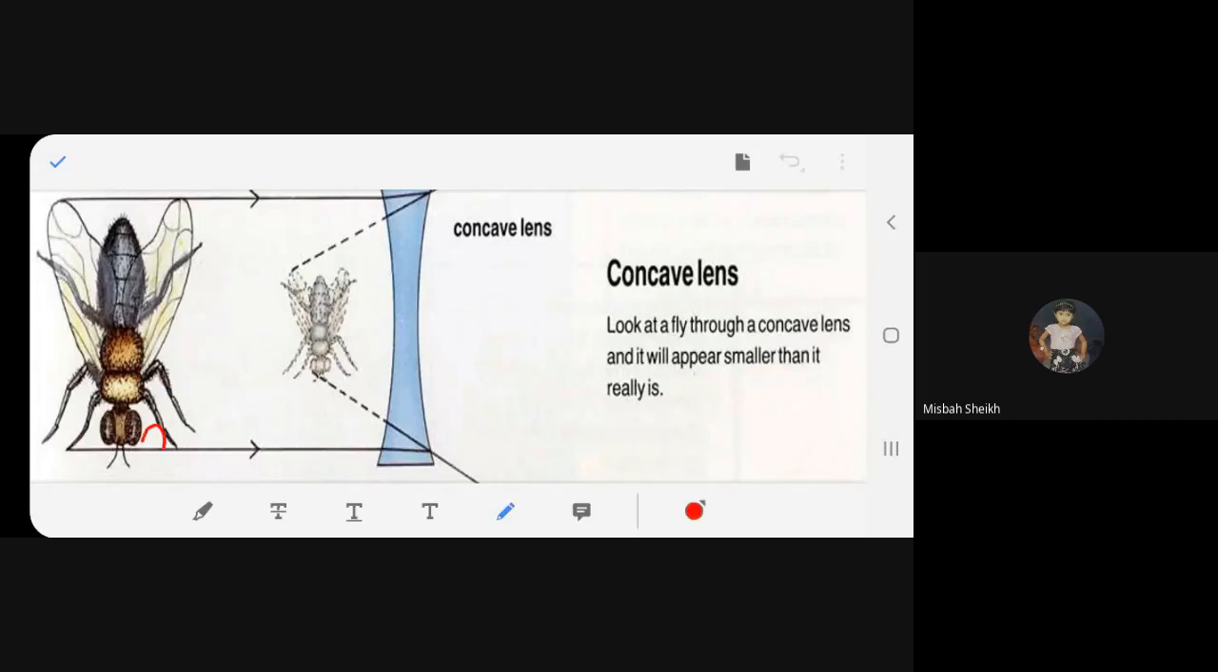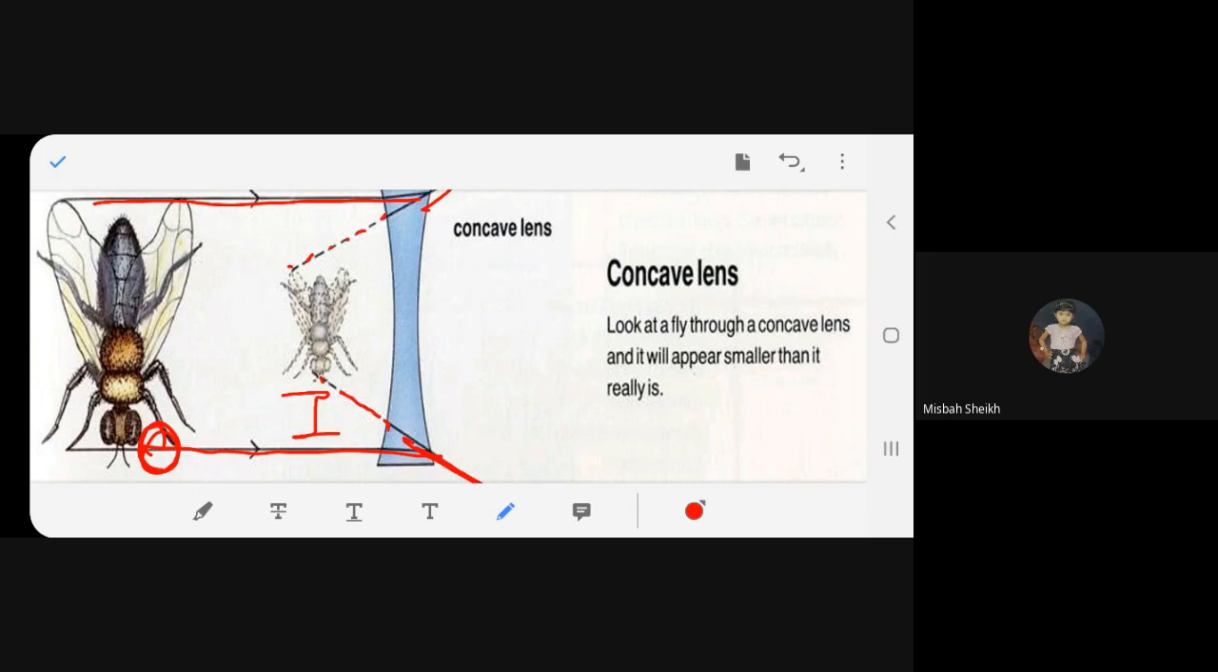Now the object is this one. Which is the object? It goes here and then it diverges. Yes or no, beta? Then what we will do is draw dotted lines, isn't it? And this is the image. What is this? Image. Smaller. You got it now?